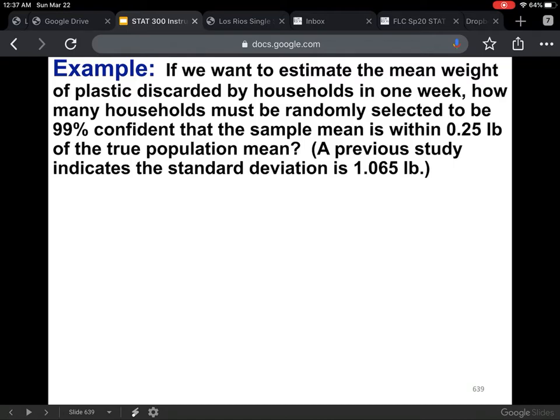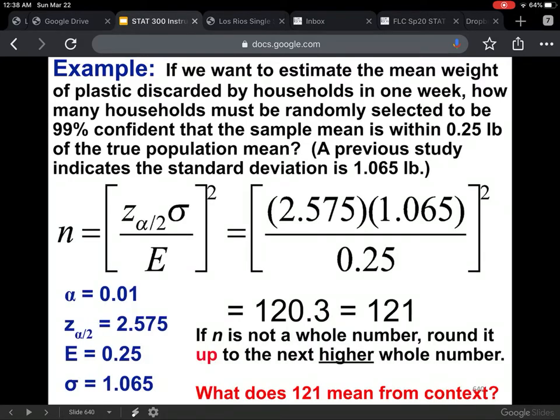So let's go through an example of that. If we want to estimate the mean weight of plastic discarded by households in 1 week, how many households must be randomly selected to be 99% confident that the sample mean is within 0.25 pounds of the true population mean? So we want to be within 0.25, a quarter of a pound, of the true population mean. And in parentheses, we're told the previous study indicates the standard deviation is 1.065 pounds. We'll have to use that as a population standard deviation.